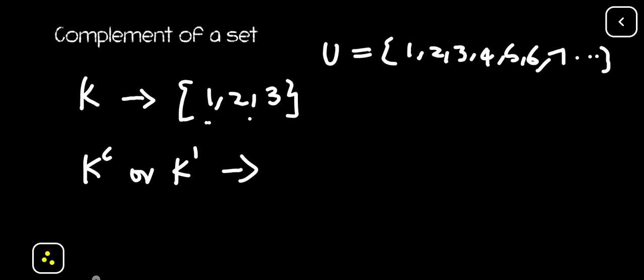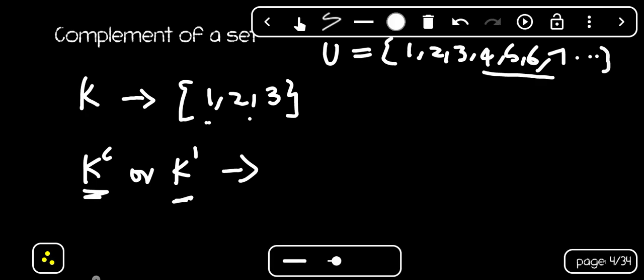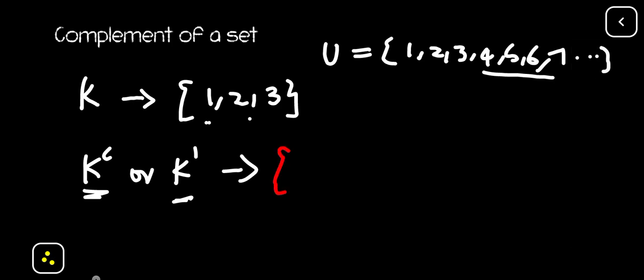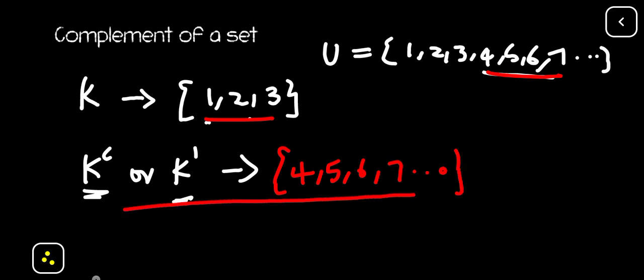So you see that K is 1 to 3, right? Now, in the universal set, we have other elements like 4, 5, 6, 7. So all those ones that are not K give you the complement of the set. So we can just say that the complement of K will be those ones that are not K. So it's not 1 to 3, but the remaining ones, 4, 5, 6, 7, and on like that. So this is the complement of K. So complement of a set is a set that contains elements in the universal set but does not belong to that particular set you're looking for.